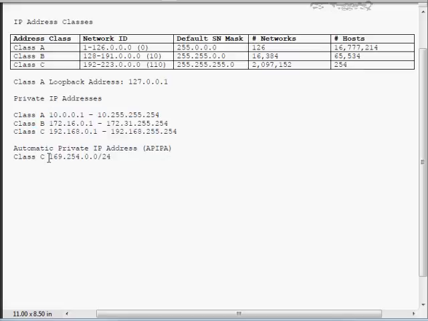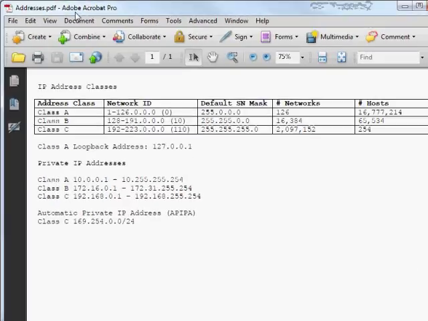All right? And then there's also something called APIPA, or automatic private IP addresses, which would be a Class C address in the 169.254.0.0 range, and we'll take a look a little bit more at that a little bit later on here. But this again is another document that's available for you. It's called addresses.pdf, and it's part of the zip file also available for you up on nuggetlab.com.